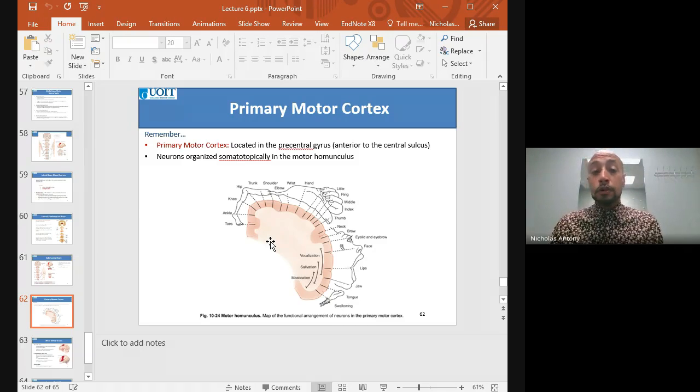The lateral upper motor neuron tracts all start from the primary motor cortex. Remember the motor homunculus, which is the graphical representation of what part of the body the neurons of the primary motor cortex are associated with.